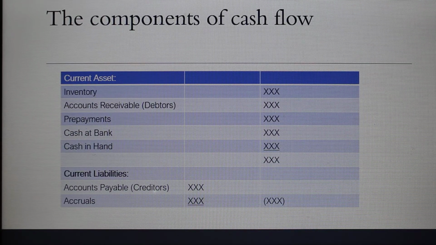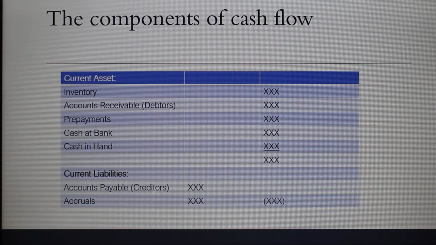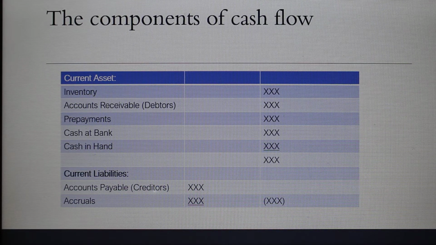Now let's look at the components of cash flow. In terms of cash flow, the key components are: number one, inventory. That is critical. That's stock that is held on a shelf or in warehouses. And then we have what is called accounts receivables or debtors. These are customers that the business sold to in the past and is yet to receive money.